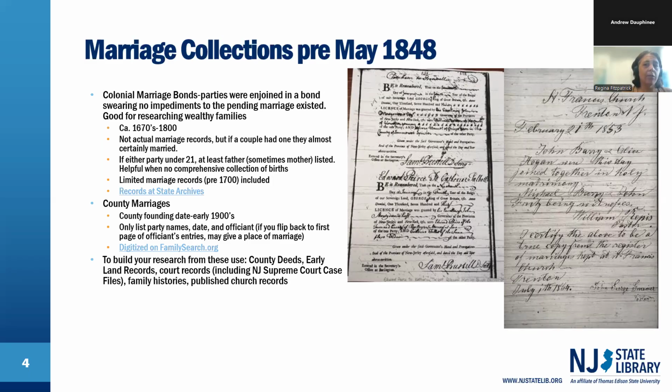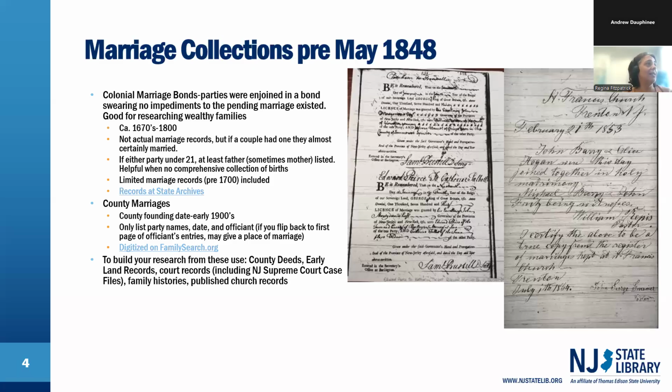Now, the county marriages are actual marriage records, but like the colonial marriage bond, they include very little personal information. It usually has the party's name, the date of the marriage, the officiant, and because these are generally presented in a list format, if you flip it back to the beginning of the officiant's list, when he started it, you can sometimes, if he was a clergyman at a particular church, get the name of the place where they were married.